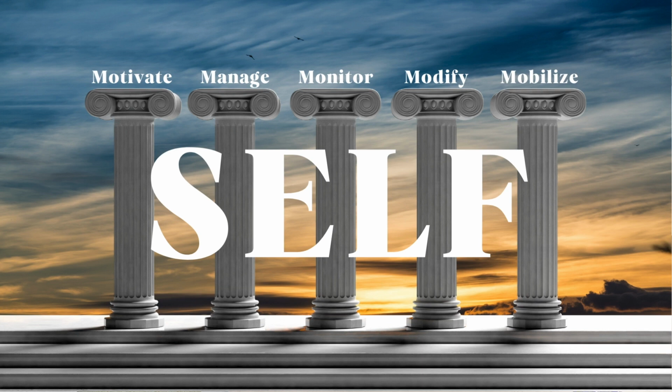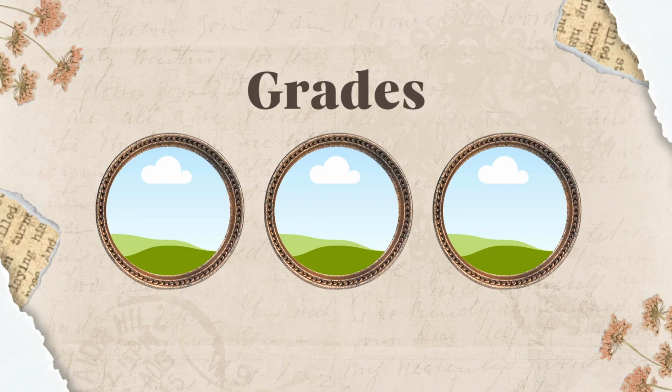Now, I want you to have all 5 of these pillars in mind as we shift to discussing the practical topic of grades as it relates to unschoolers. Keep in mind, the focus, even when we're talking about grades, is that we want our children to be self-motivated, self-managing, self-monitoring, self-modifying, and ultimately self-mobilizing. All right, now let's talk about grades.